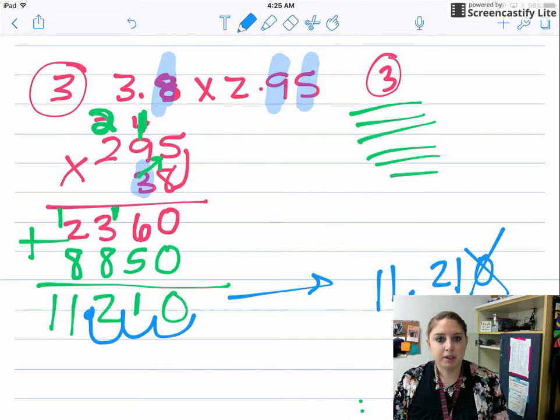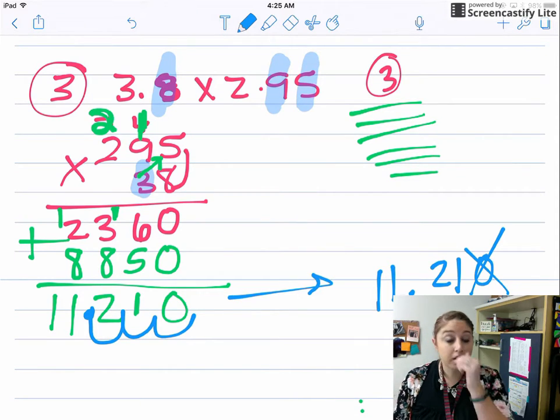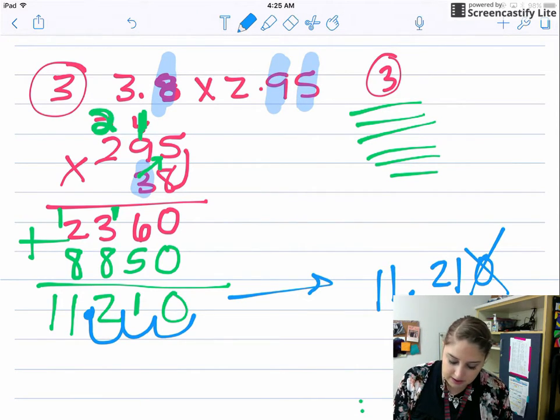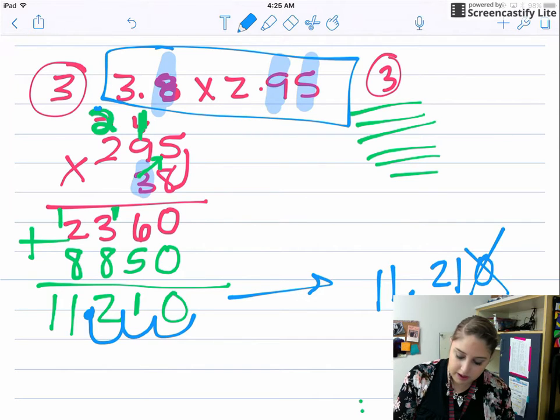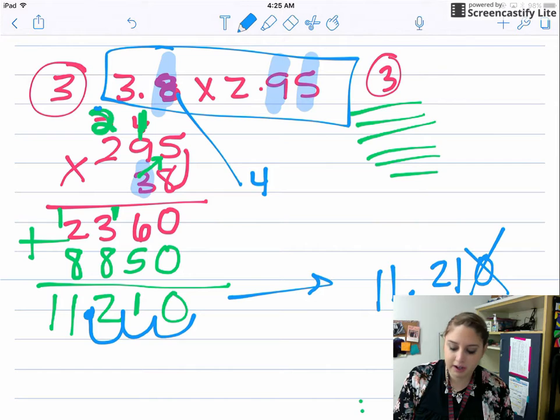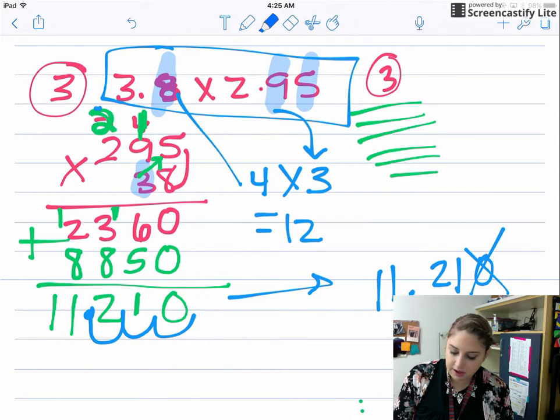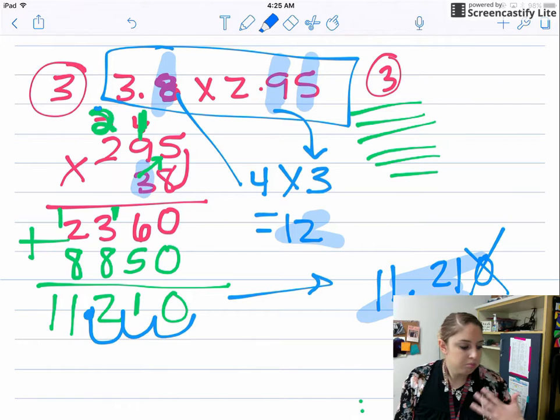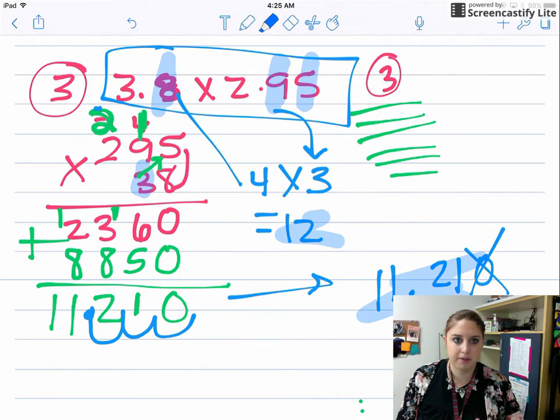So 11.21. If we look back at our problem, does that answer make sense? Well, I had 3.8, which is pretty close to 4, and 2.95, which is pretty close to 3. If I multiply those together, I get 12. Oh, look at that. 11.21 is pretty close to 12. So I'm feeling pretty good about that one.